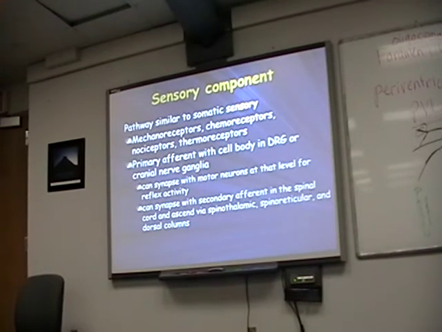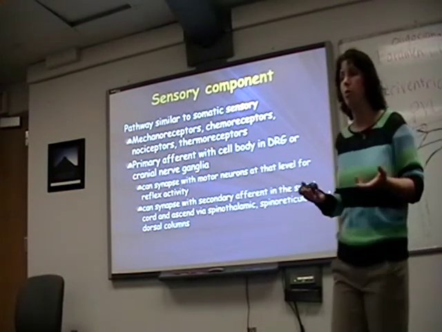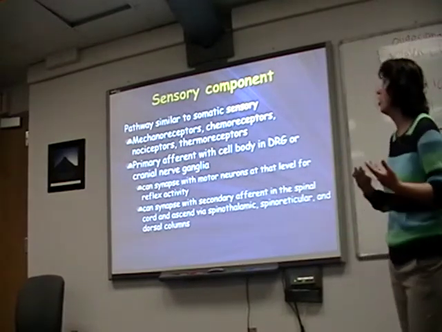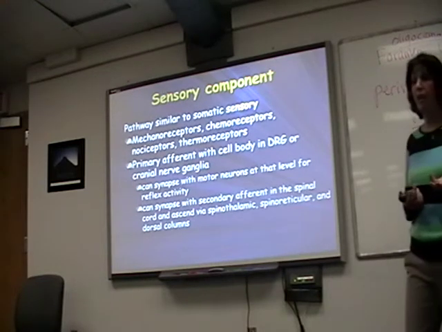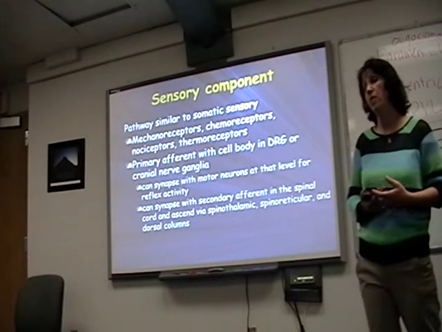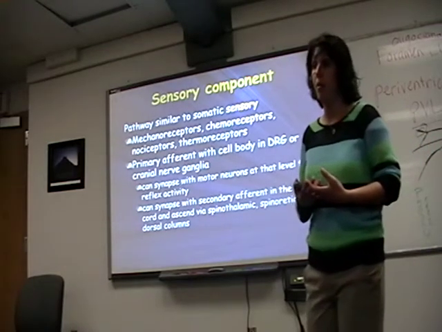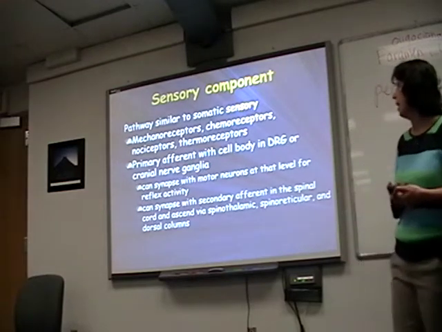So we'll start with the sensory part. Our receptors are very similar to the somatic sensory receptors. So we have mechanoreceptors that detect stretch. We have chemoreceptors that are going to detect oxygen levels, pH levels, carbon dioxide. We have pain receptors, temperature receptors. Their cell bodies are going to be in dorsal root ganglia and cranial nerve ganglia, just like the somatic nervous system. So a lot of the sensory information is going to travel with the somatic information, and that's going to be the basis for referred pain.